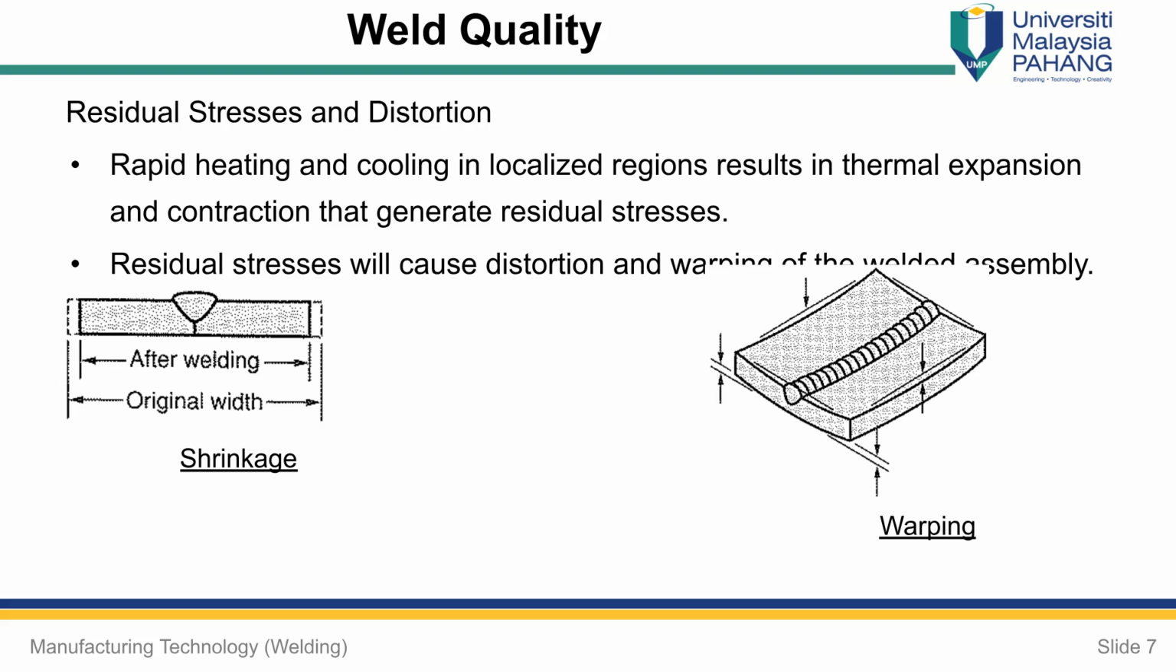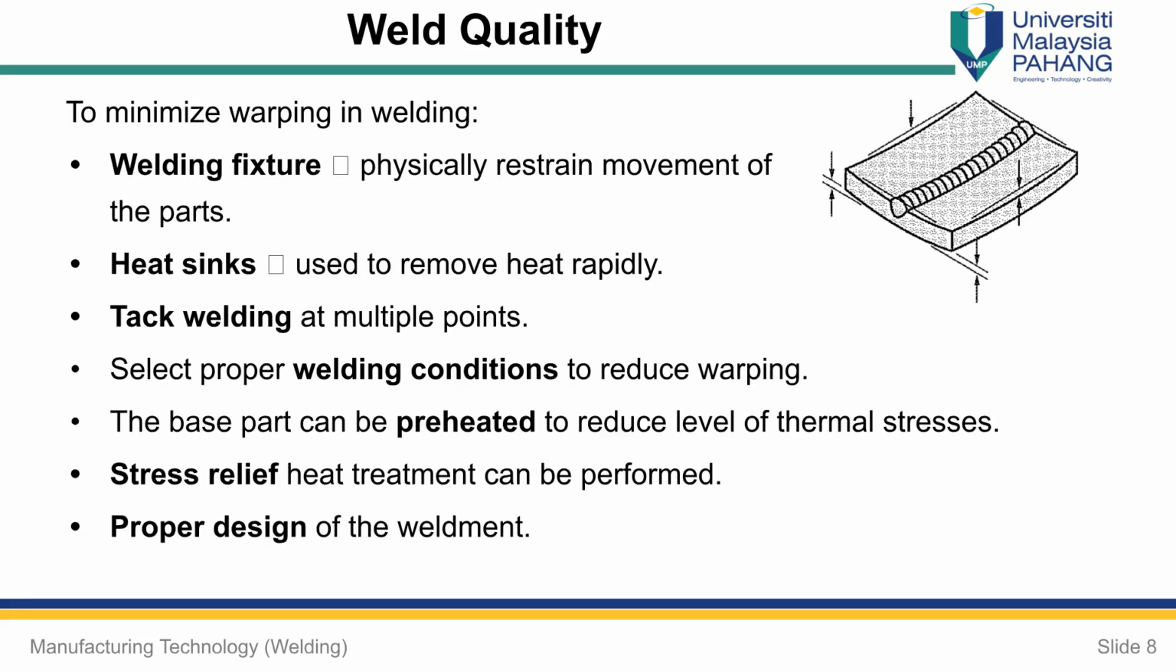Weld quality is affected by residual stresses and distortion. Rapid heating and cooling generate residual stresses, leading to distortion and warping in the welded assembly, such as shrinkage and warping shown in the diagrams. To minimize warping, techniques include using a welding fixture, heat sinks, tack welding, selecting proper welding conditions, preheating, stress relief, and proper design of the weldment.